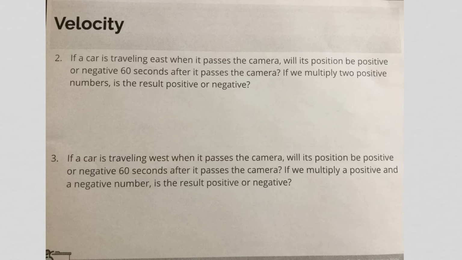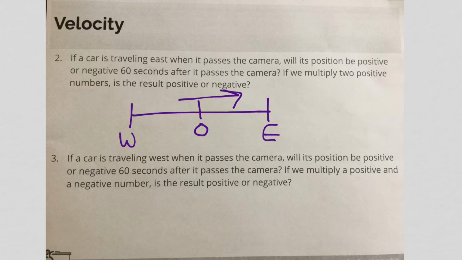If a car is traveling east when it passes the camera, will its position be positive or negative 60 seconds after it passes the camera? If we multiply two positive numbers, is the result positive or negative? As the car is moving east, it's moving towards the positive direction. And since we're talking about after the camera, which is at 0, then we're going to be at a positive position. When we multiply two positive numbers, the result is positive.